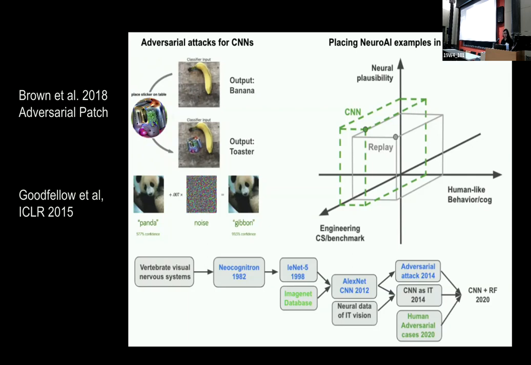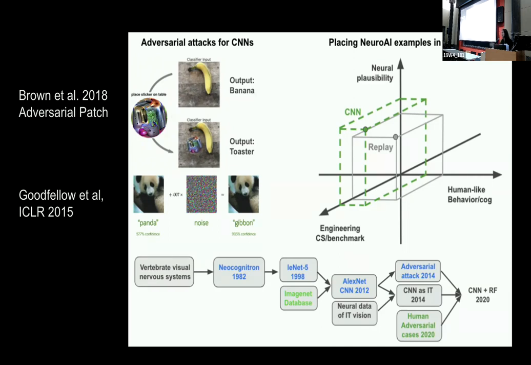I'm going to use my mouse because I don't see that. Adding a little bit of noise to that panda over there gives us a panda, but for the CNN, it turns into a gibbon. Or adding this very harmless little hippie patch over here next to this banana turns it into a toaster in terms of the output of the classifier. Obviously, this is not human-like behavior.